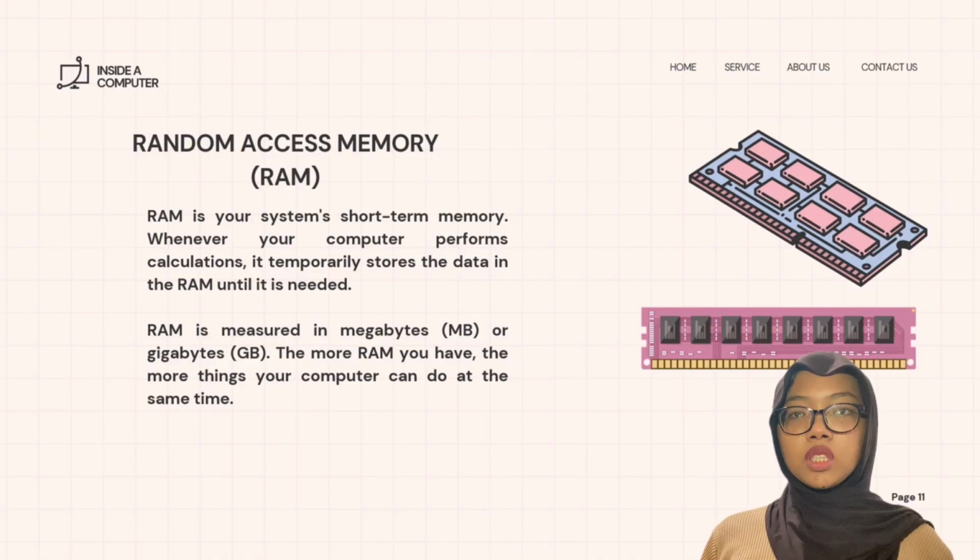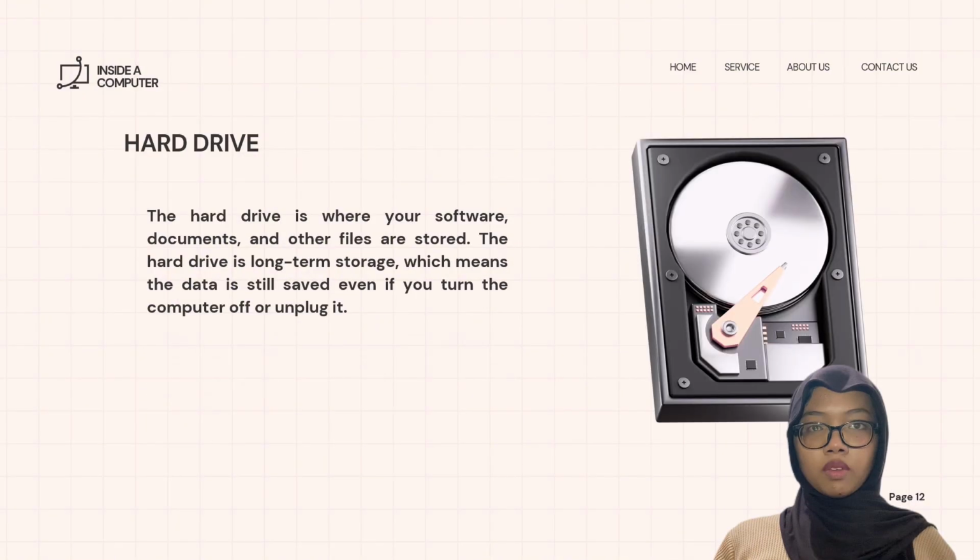RAM is measured in megabytes, or MB, or gigabytes, or GB. The more RAM you have, the more things your computer can do at the same time. If you don't have enough RAM, you may notice that your computer is sluggish when you have several programs open. Because of this, many people add extra RAM to their computer to improve performance.